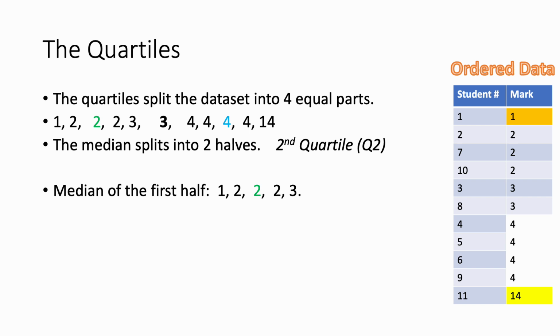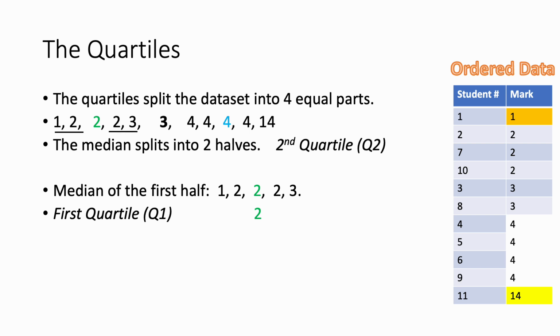And let's try to split this half as well. To split this half, we will take yet another median, but this median will be the median of only the first half. So the median of the first half is called the first quartile, or Q1. As you can see, it splits the first half into two parts. So the first quarter of data falls below the first quartile.